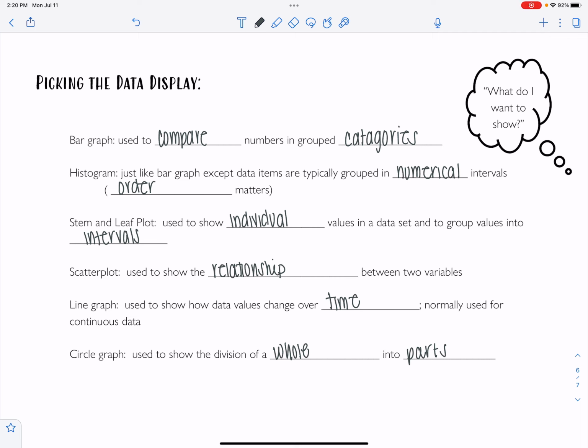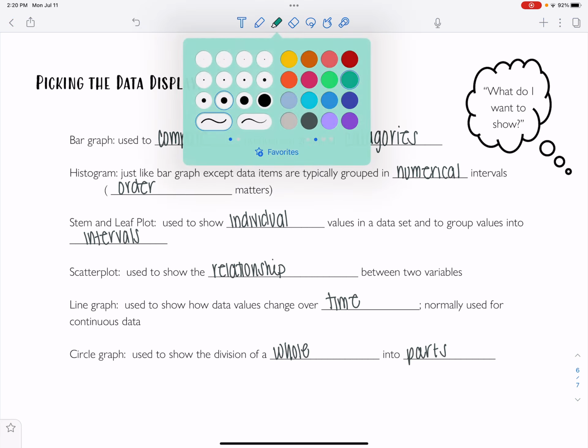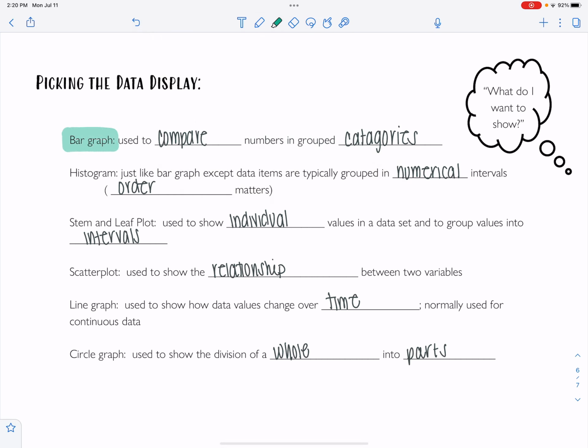And so your bar graph, you're going to be used mainly with categories. So bar graphs are going to be used to compare groups of categories.